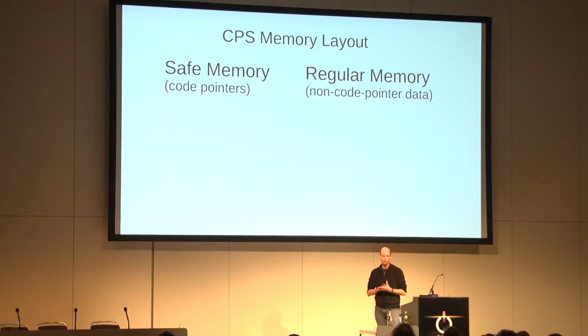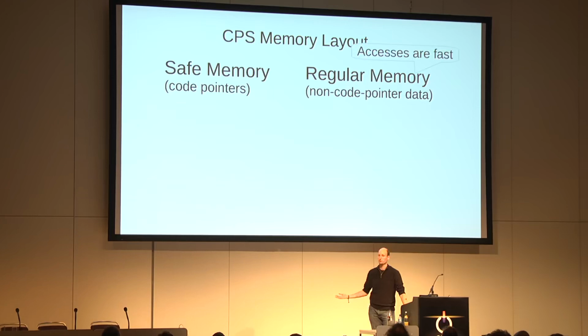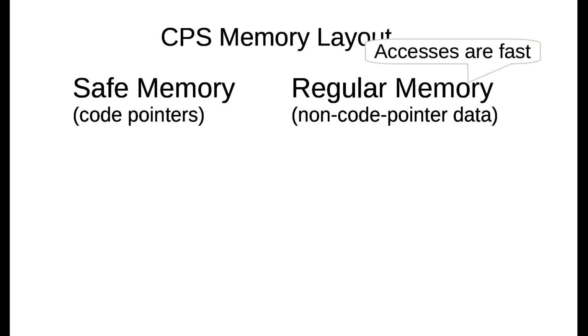So if we look from above at the memory layout, we have two areas of memory. We have safe memory for code pointers and regular memory for all the other pointers. For the safe memory, we ensure and guarantee that all the accesses are safe, while for the regular memory, they are fast, but we don't give any other guarantees.